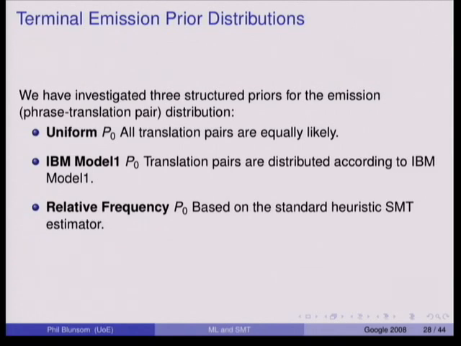So when I talked about the emission distributions, I said that we have the ability to introduce a prior P0. And so I'm just going to talk about 3 different options that we might try for that. The obvious one is just to have a uniform prior over phrase pairs. The second one is to draw on the IBM translation models, and we can use IBM Model 1 to give us a prior over phrase pairs. And the third one is to use the heuristic relative frequency estimator that's most commonly used in translation to give us the prior distribution.